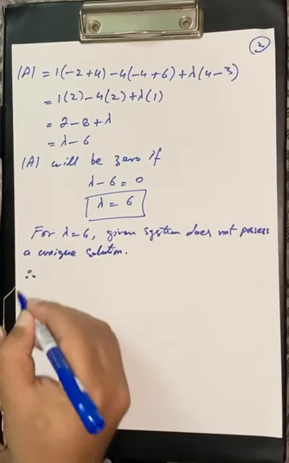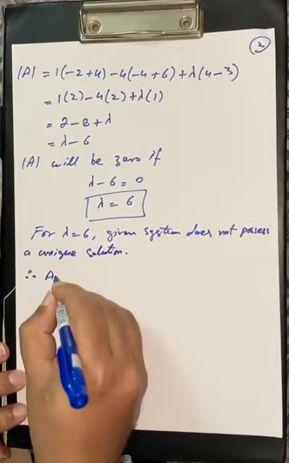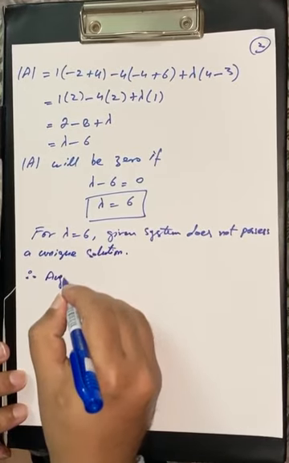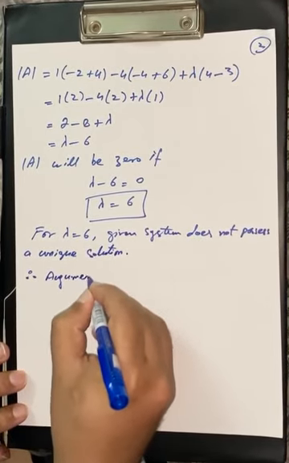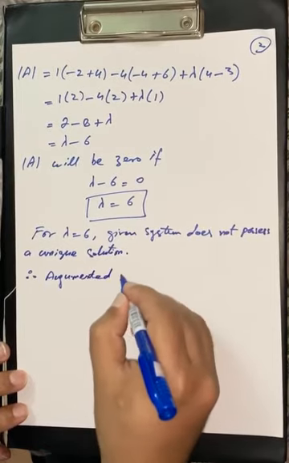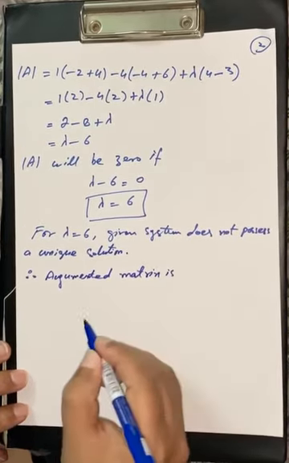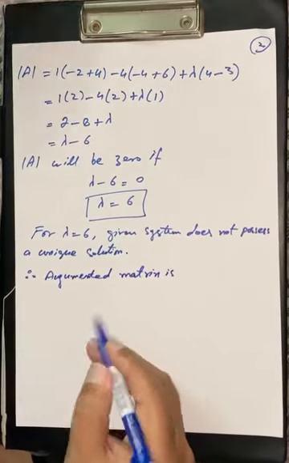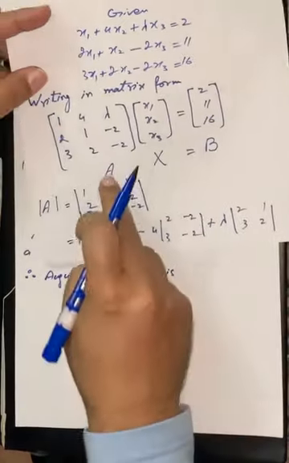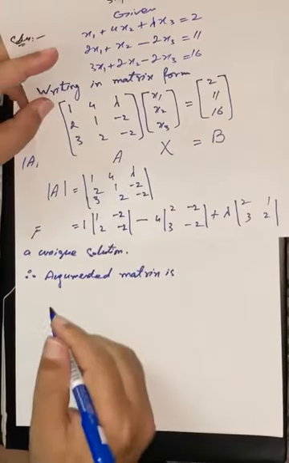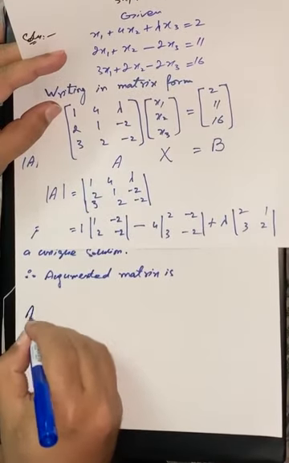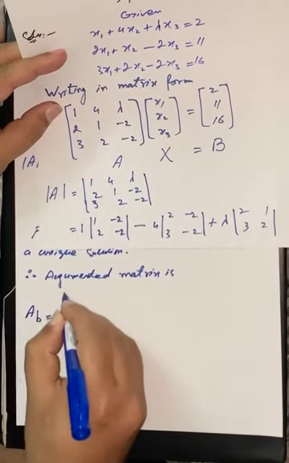Therefore, we take the augmented matrix. How do we take the augmented matrix? Augmented means we write the matrix with its value of b. So how do we adjust it? We write here A and small b.